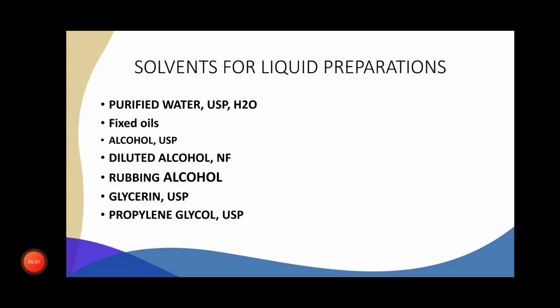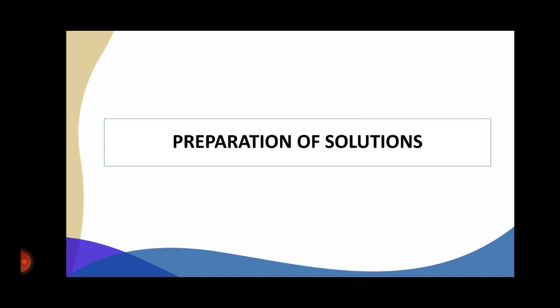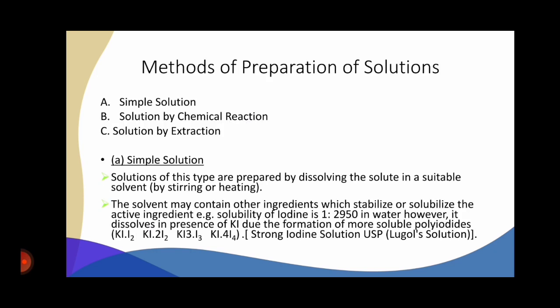So for propylene glycol USP, it is a viscous liquid miscible with water and alcohol. It is a useful solvent with a wide range of applications and is frequently substituted for glycerin in modern pharmaceutical preparations. So for the preparation of solutions, we have methods of preparation of solutions. We have simple solution, solution by chemical reaction, and solution by extraction.